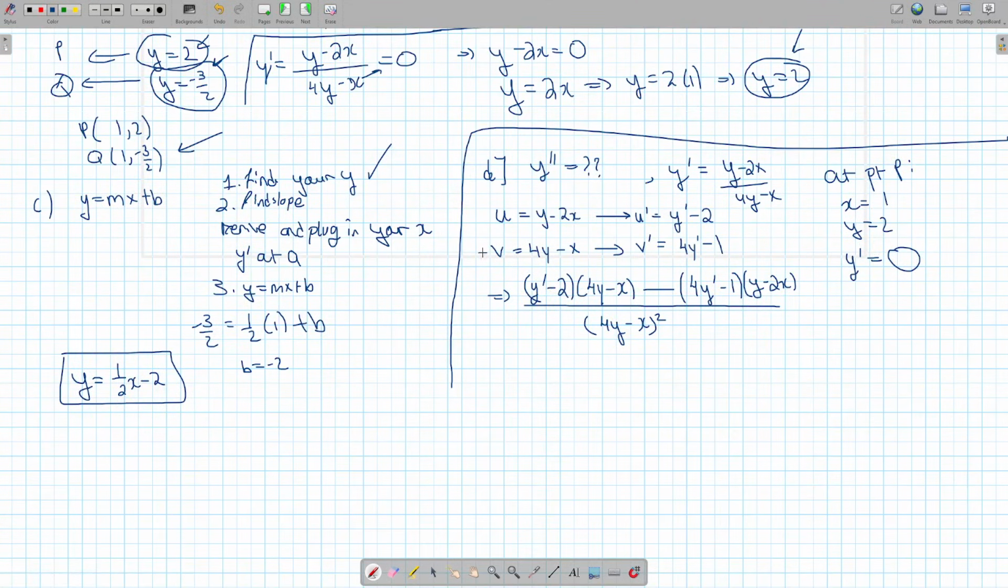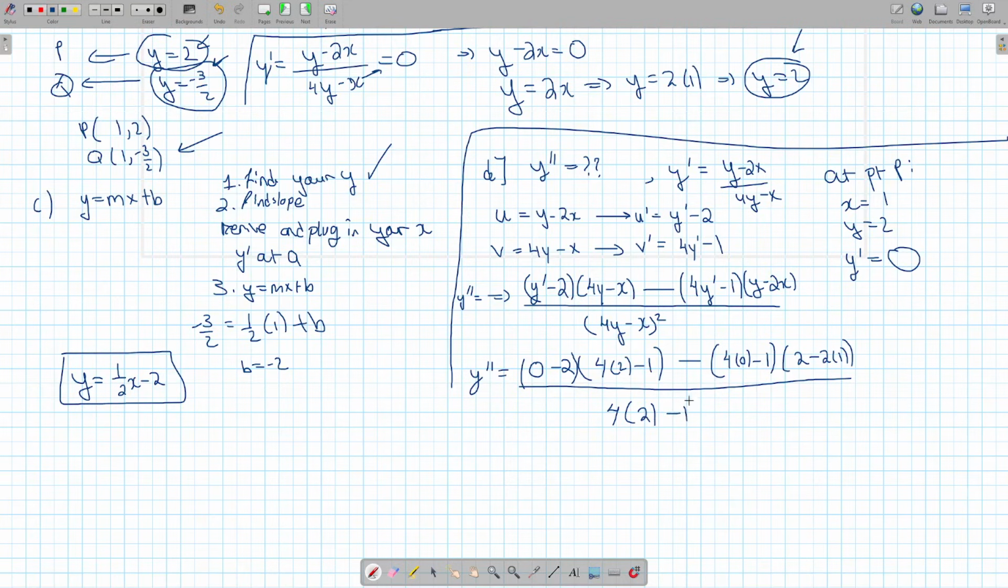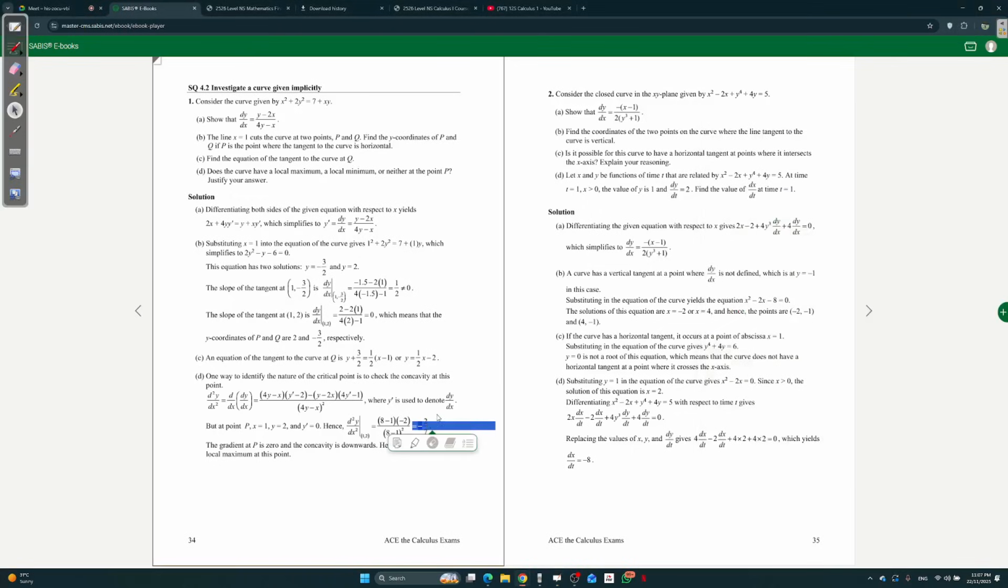So I can substitute all of these, and we can find out how much y double prime is equal to. So y double prime will be equal to y prime, which we said is 0. So let's substitute everything. (0 minus 2) times (4 times 2 minus 1), minus (4 times 0 minus 1) times (2 minus 2 times 1), over (4 times 2 minus 1) squared. Now we should do this on the calculator and see what we get. Anyway, you get a negative answer here. What did they get here? Negative 2 over 7.